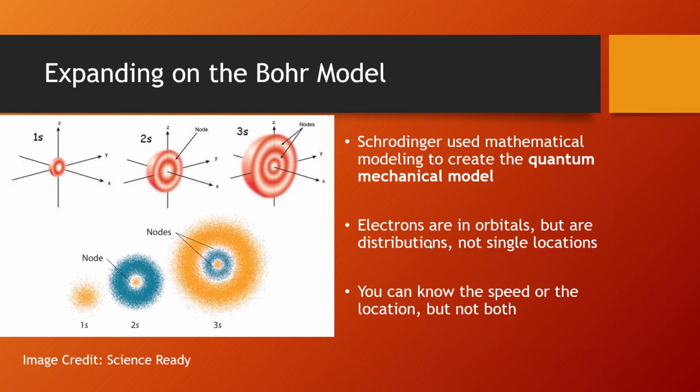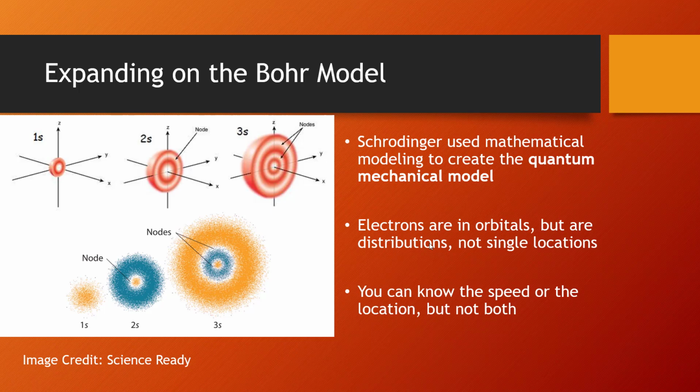Schrodinger expanded on this using mathematical modeling to create what we call the quantum mechanical model. So this is going to give electrons not as distinct rings, but rather as solutions to a mathematical equation. And this is going to give them a certain function and give it an orbital that is not really a single electron at a single point in time and place with speed, but rather a probability of where that electron is likely to be. Because according to Schrodinger, you can know the speed of the electron, or you can know the location of the electron, but you cannot know both. Once you observe one, you cannot know the other. And we're going to look into those a little bit later.